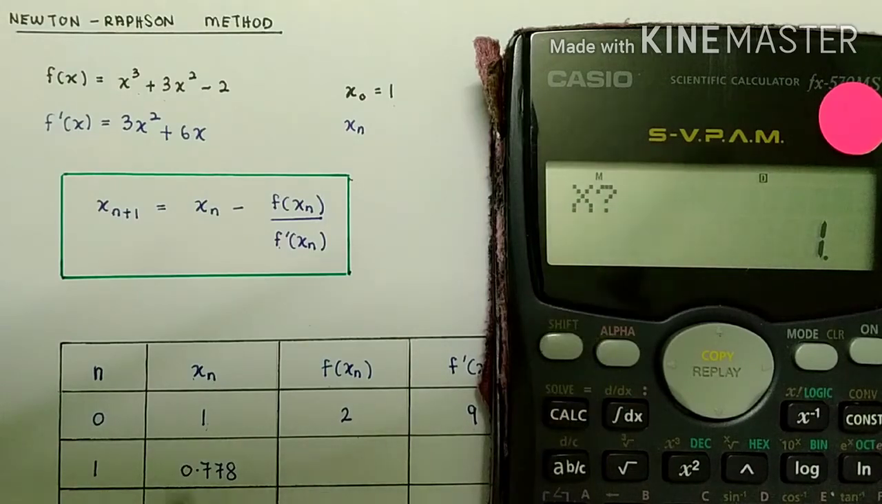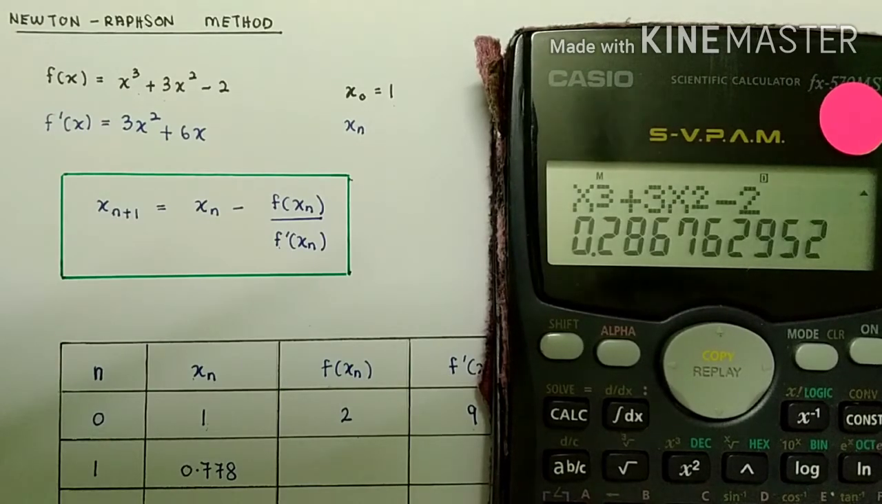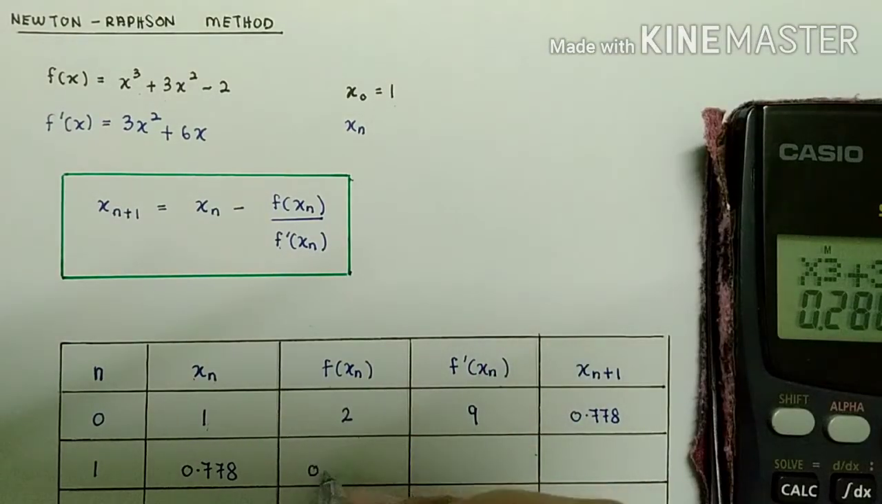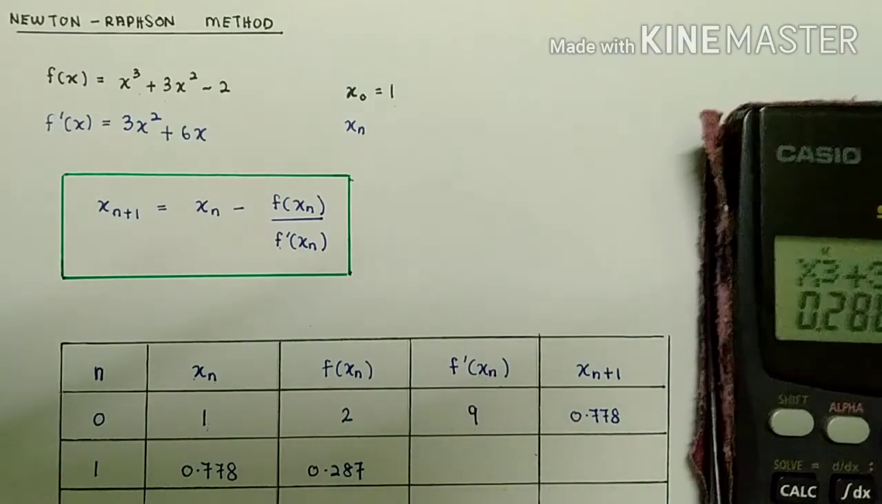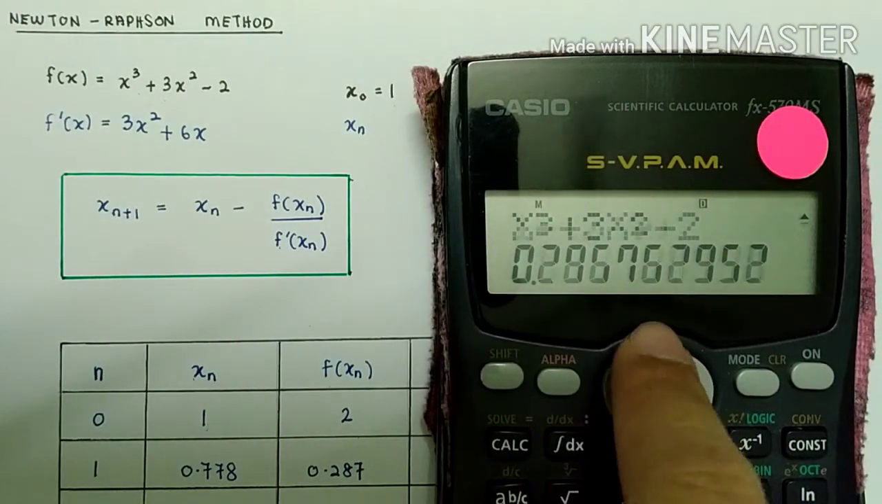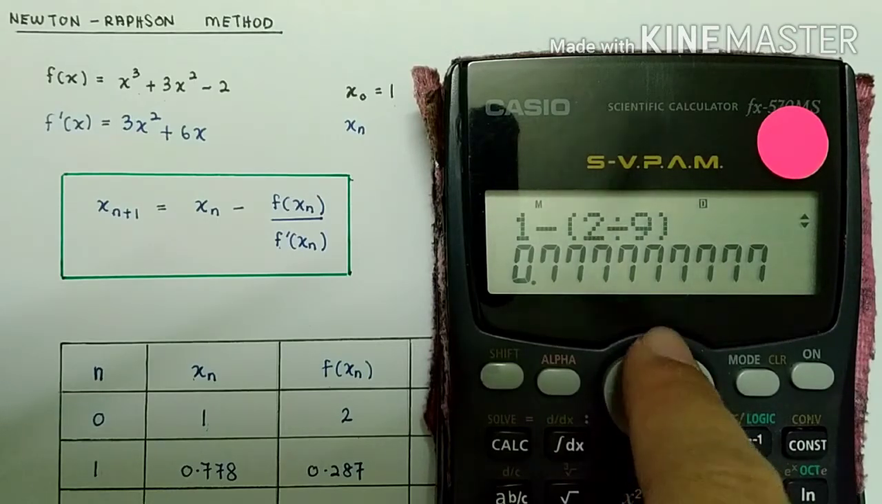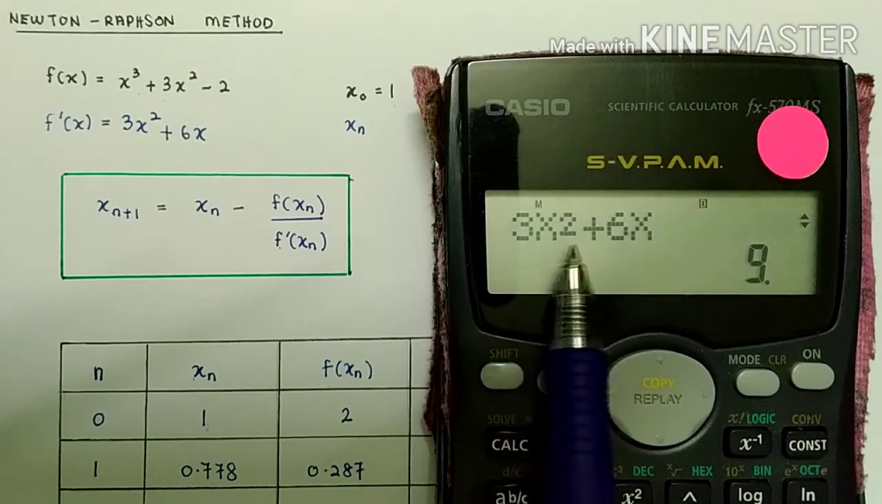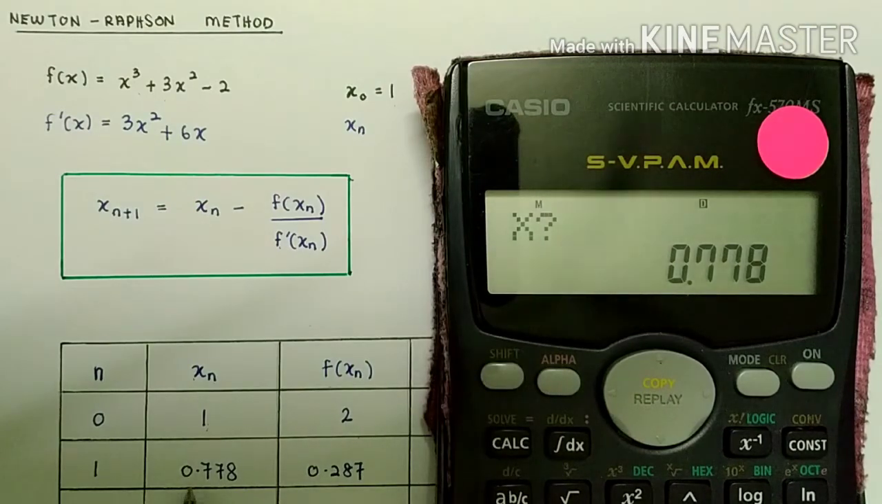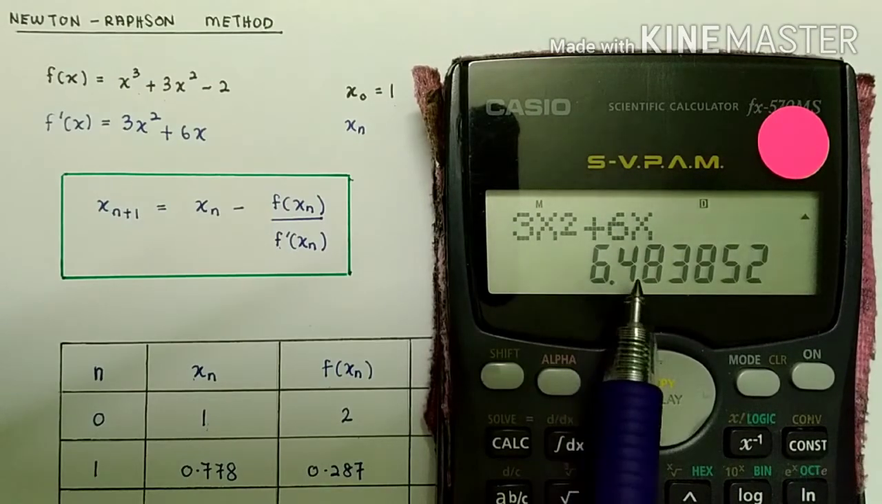So our x now is 0.778. So we have 0.287. Okay, and then for f prime xn, again press the button here, going up. Find the function for f prime x. So this is the function 3x squared plus 6x. Press calculate and then substitute the value of x, 0.778, equals 6.484.